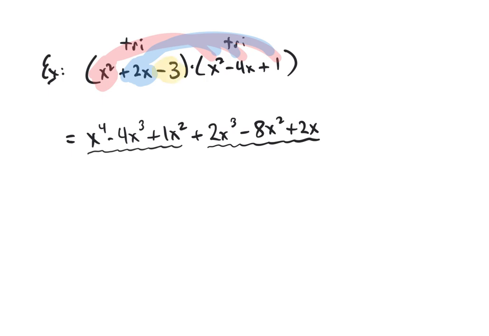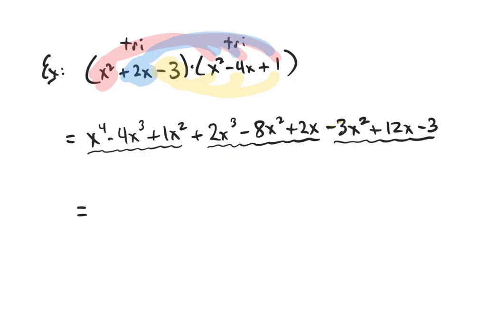And finally, I pick up the negative 3 and distribute to all three of the other terms. So negative 3 times x squared, negative 3 times negative 4x, negative 3 times 1. And there's my last group of three. So three groups of three means we ended up with 9 terms.